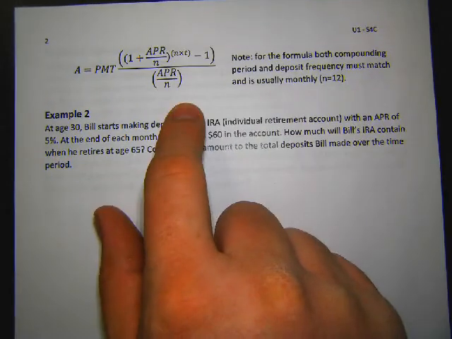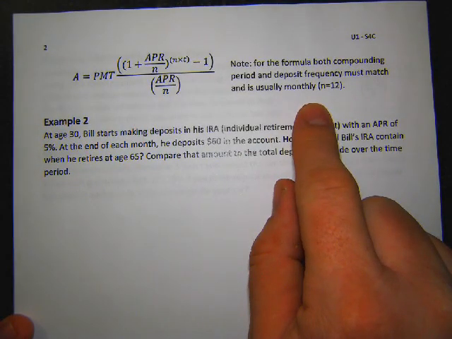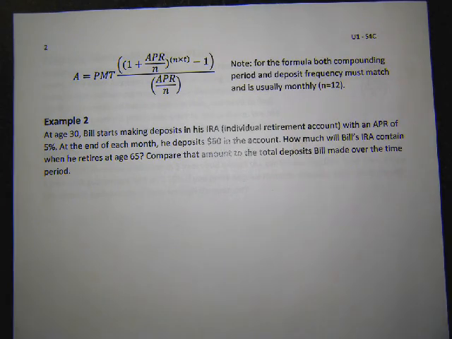So same formula, still doing monthly payments. Just to know about these, this formula is actually specifically for the situation where your compounding period is the same as your deposit frequency. Like in the last problem we did monthly: every month you put a deposit in and every month the interest compounds. And that's going to be the most common one.